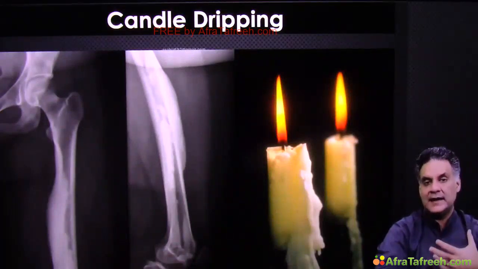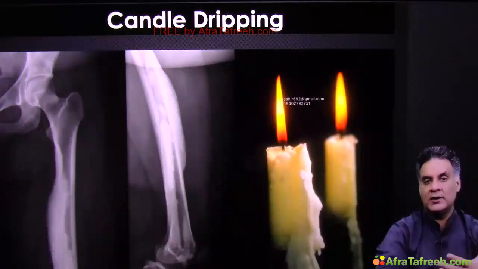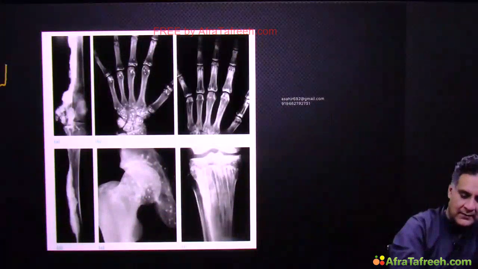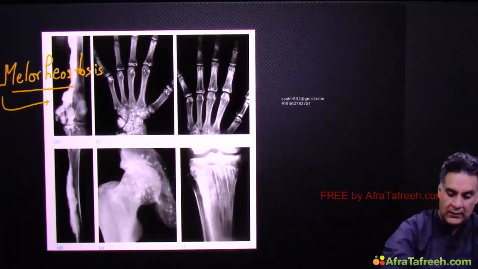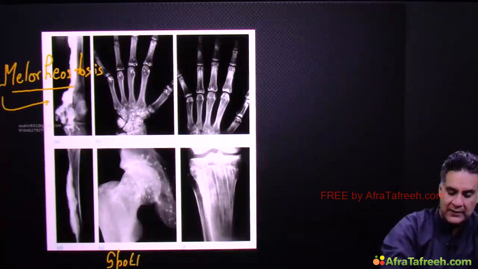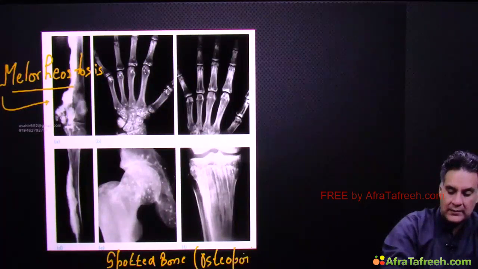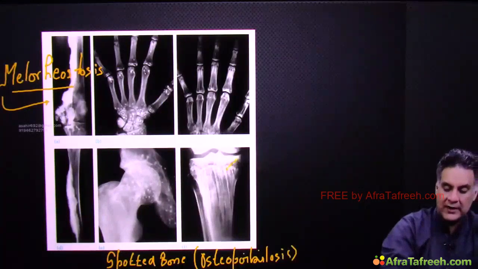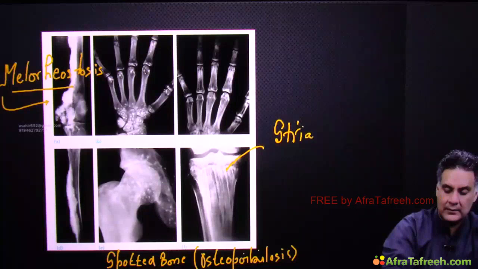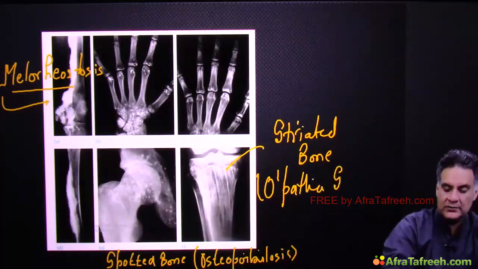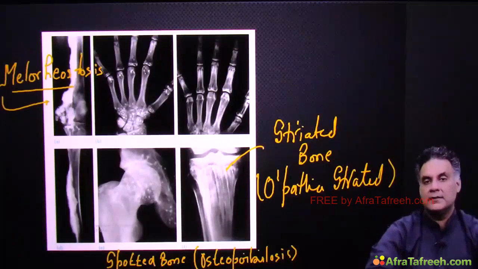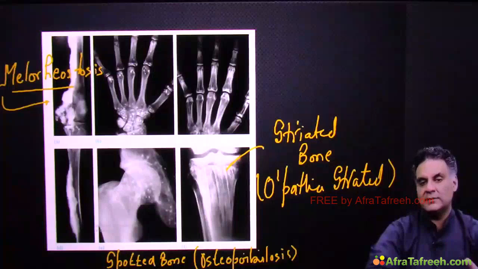Hyperostotic disorders like candle dripping disease, or melorheostosis. This is something that can be asked, as if on the surface of the bone candle wax is dripping, candle dripping disease. Or you can have spotted bone disease, again an incidental finding. This is also called osteopoikilosis. Or you can have striated bone disease, called osteopathia striata. Striated vertebra, hemangioma. The entire skeleton, osteopathia striata.